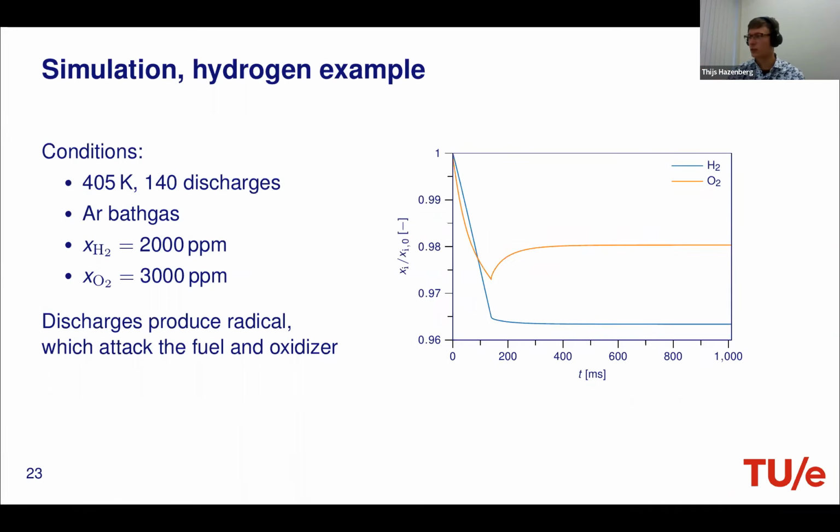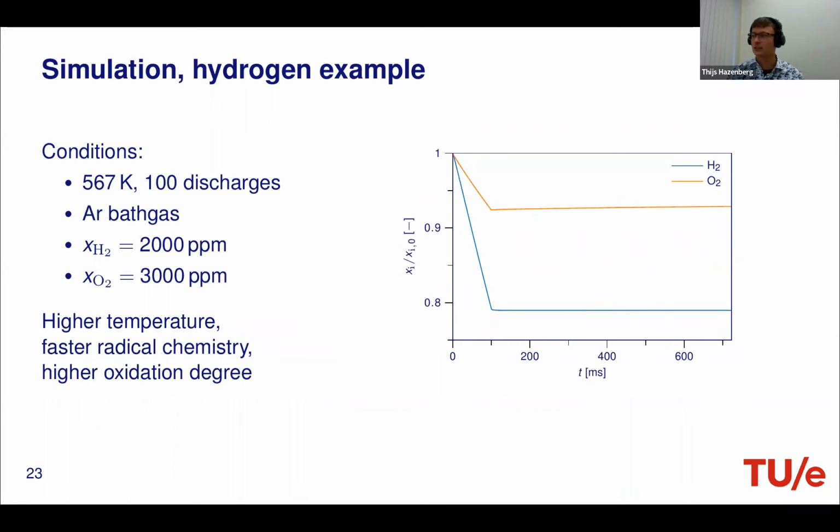If we then zoom out a whole bunch more, then we see that we have this beginning part where we have the 140 discharges and then the reaction zone after it. And you see that at this very low temperature, we oxidize around 5% of our fuel. If we then increase the reactor temperature and we reduce the number of discharges, then we see that we start oxidizing more of the fuel.